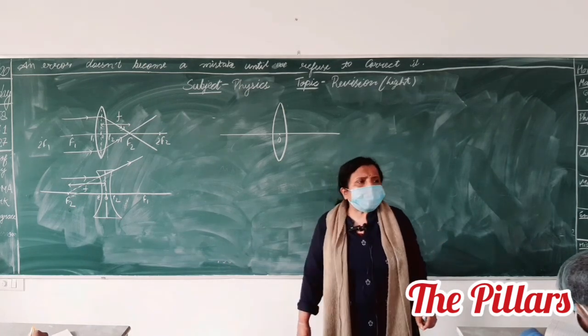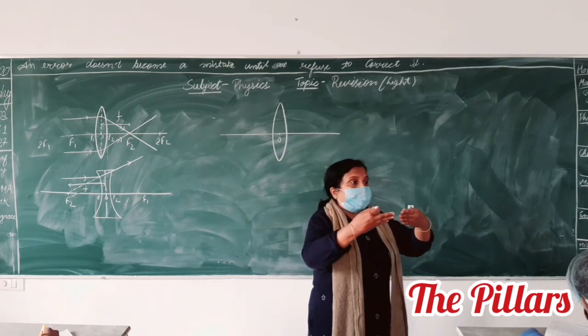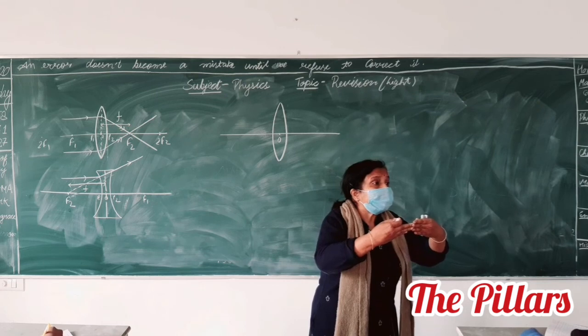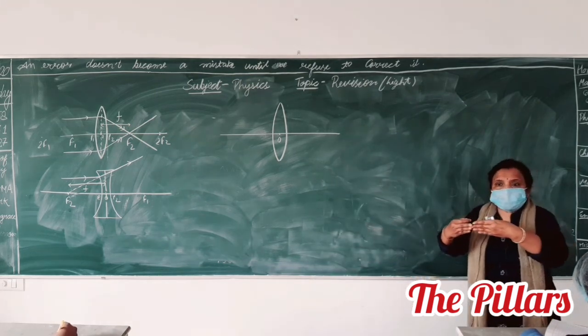What is the meaning of converging? To meet at a point. Okay, now look here, I will explain to those who don't know.